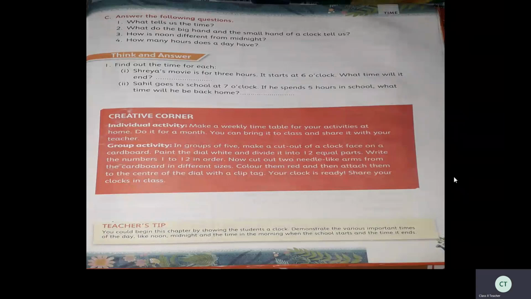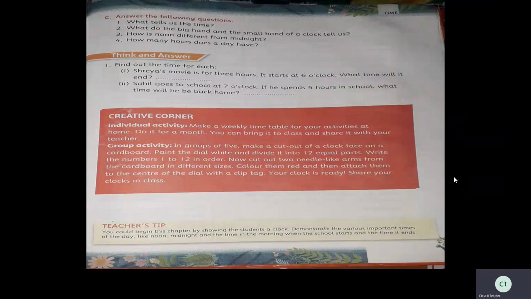How is noon different from midnight? The middle of the day at 12 o'clock is noon and the middle of the night at 12 o'clock is midnight. Next, how many hours does a day have? Answer, a day has 24 hours.